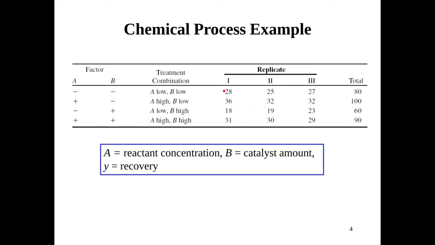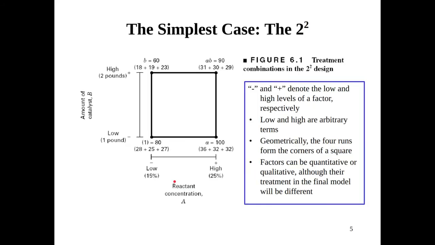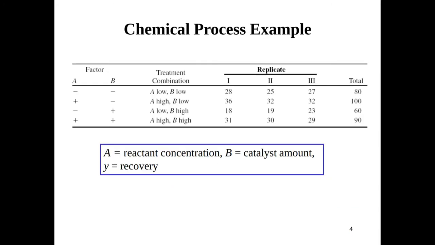So we have a total of 12 experiments, 12 runs, and we collected the values of the yield for each experiment. Factor A, as we know, is the reactant concentration, factor B is catalyst amount, and our response variable Y is recovery yield. So let's put this data in a graphical format.